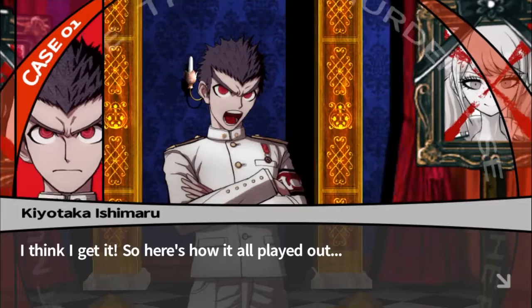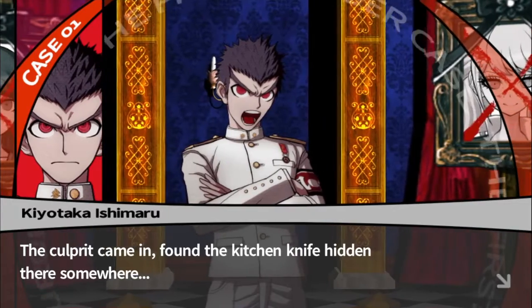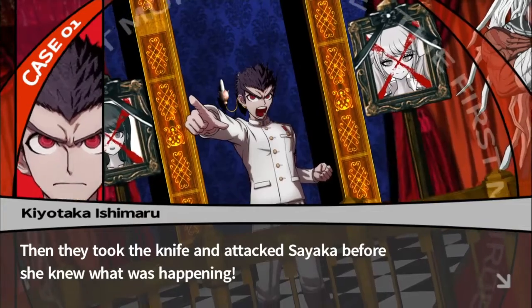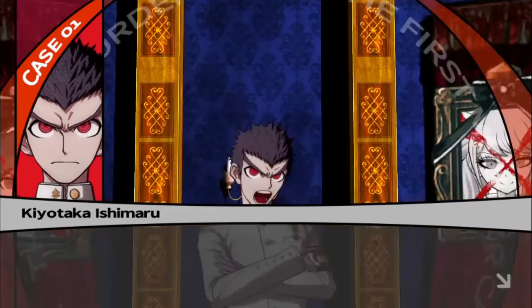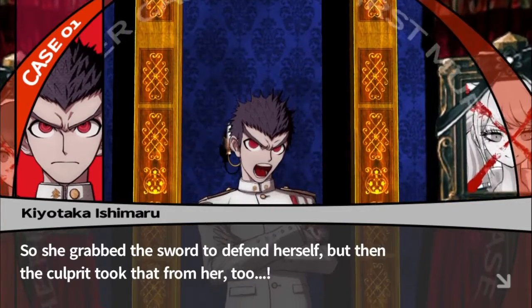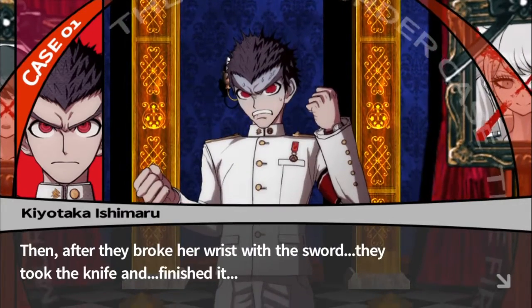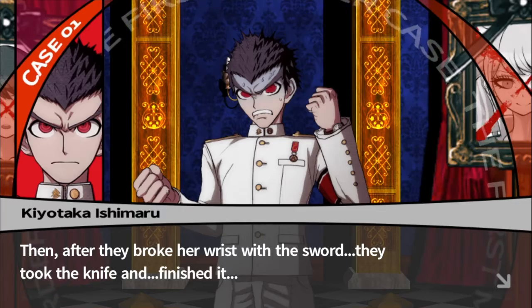So here's how it all played out. The culprit came in, found the kitchen knife hidden there somewhere. Then they took the knife and attacked Sayaka before she knew what was happening. So she grabbed the sword to defend herself. But then the culprit took that from her too. Then, after they broke her wrist with the sword, they took the knife and finished it.